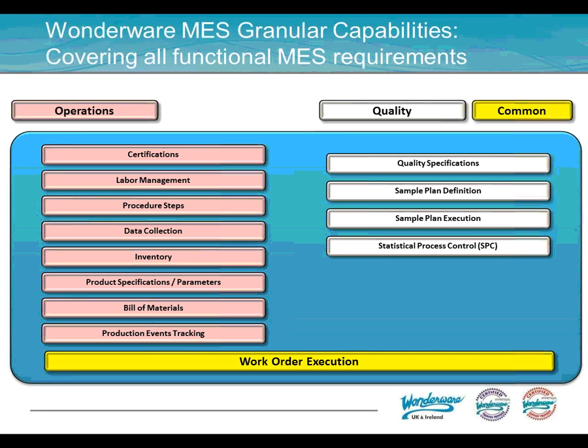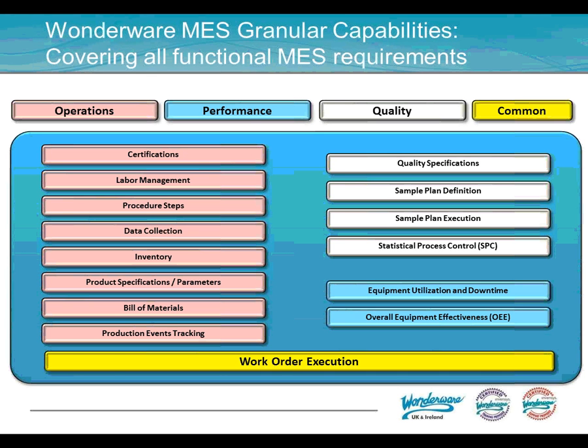So, for example, the operations license would enable all the functionality concerned with track and trace, bill of materials, genealogy, inventory tracking, and so on. And it also needs work order execution to associate those operations with specific work orders. And finally, the performance license would enable the components to enable you to do utilization calculations for equipment, capture downtime events, and do OEE calculations.